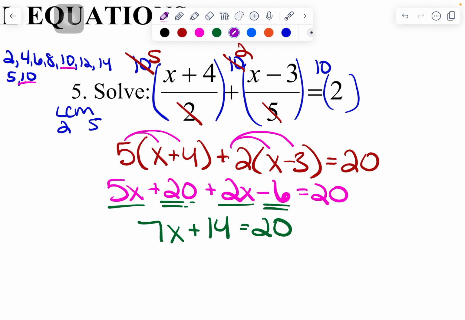All right, so we've got a single x on the left side. We've got to isolate that x. So I'm going to get rid of the 14, and then I'm going to get rid of the 7. So to get rid of a plus 14, whoops, right, minus 14. There we go, minus 14 on both sides.